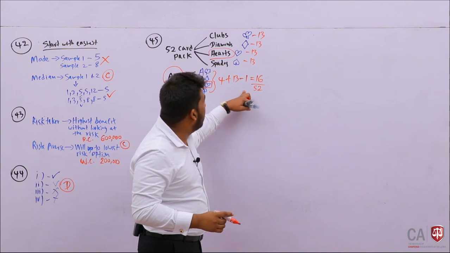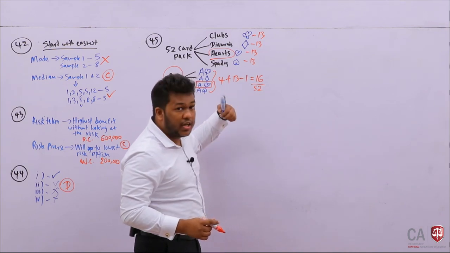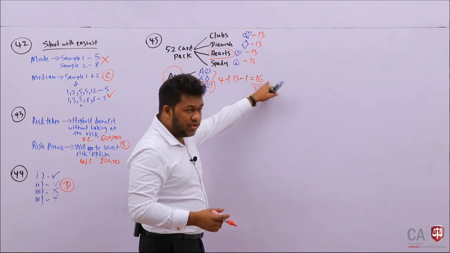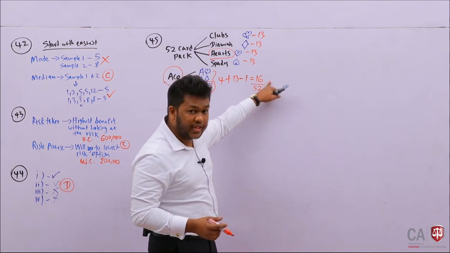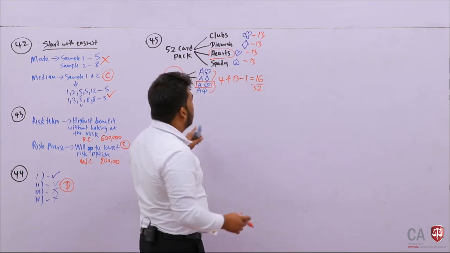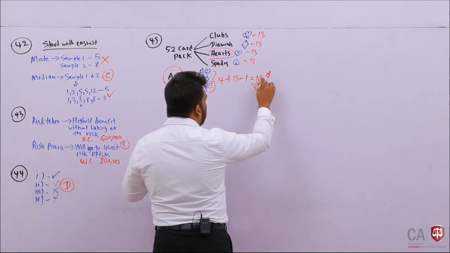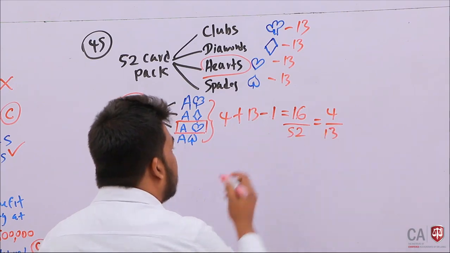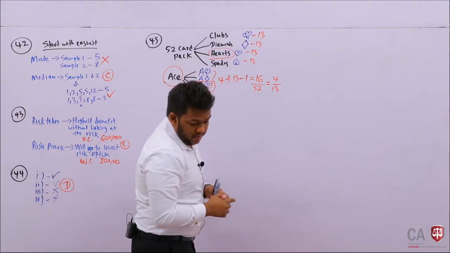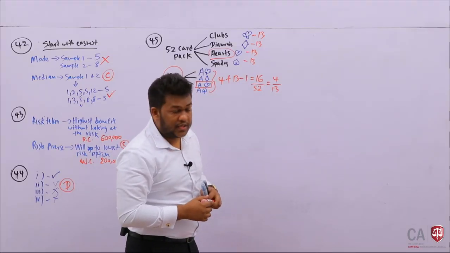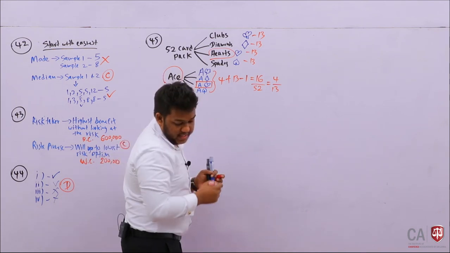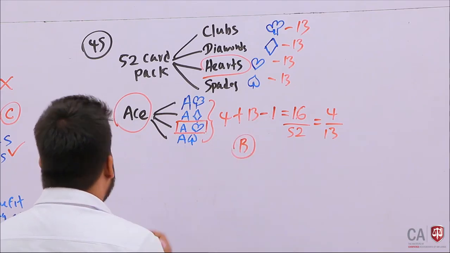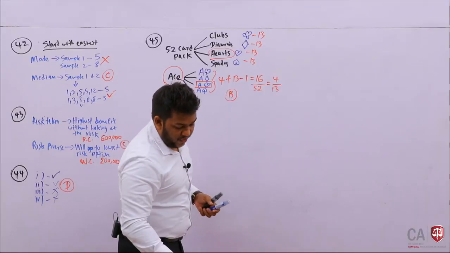But if you can go for the lowest form, I mean if you can simplify this to smaller numbers, then you have to go for that. So you can divide this by 4, then this is 13. So this is the answer. 4 divided by 13. The answer is B. That is 45.